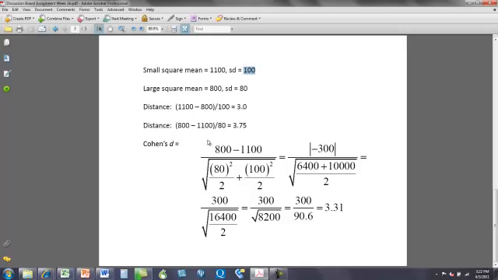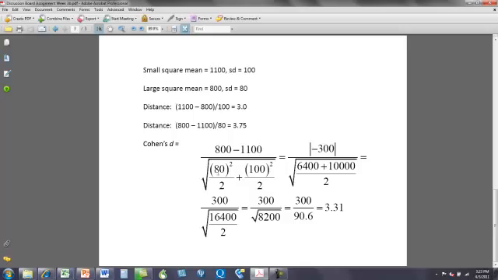Now Cohen's d says we're going to use both standard deviations. And so basically Cohen's d is nothing more than the distance between the means divided by what's called the pooled standard deviation. And it's just a way to find the average value of a standard deviation. Here it's going to turn out to be something like 90.6. Not exactly the 80; 90 is between 80 and 100. But we use a little special calculation to get the pooled standard deviation, which is 90.6.